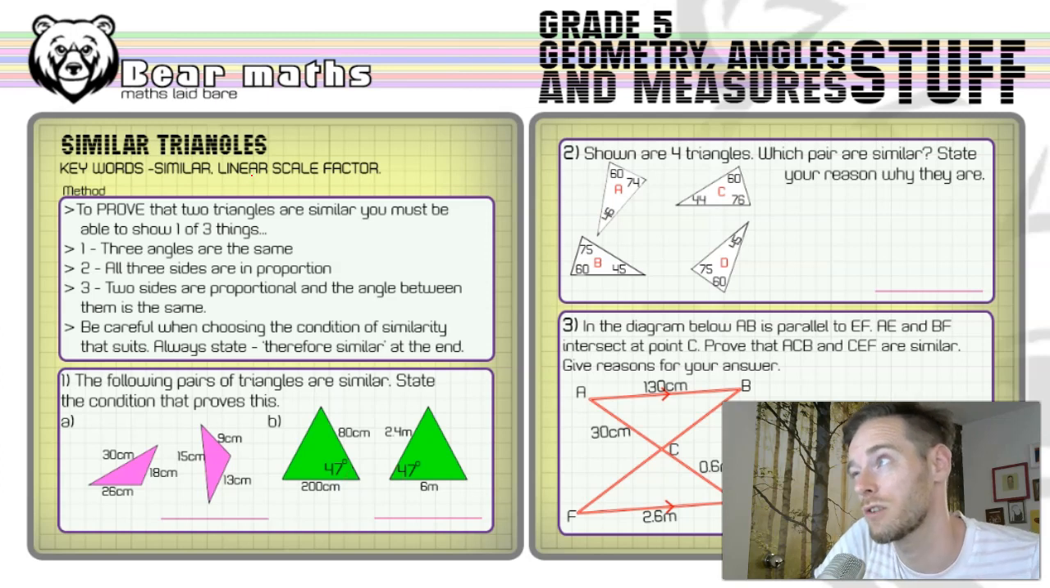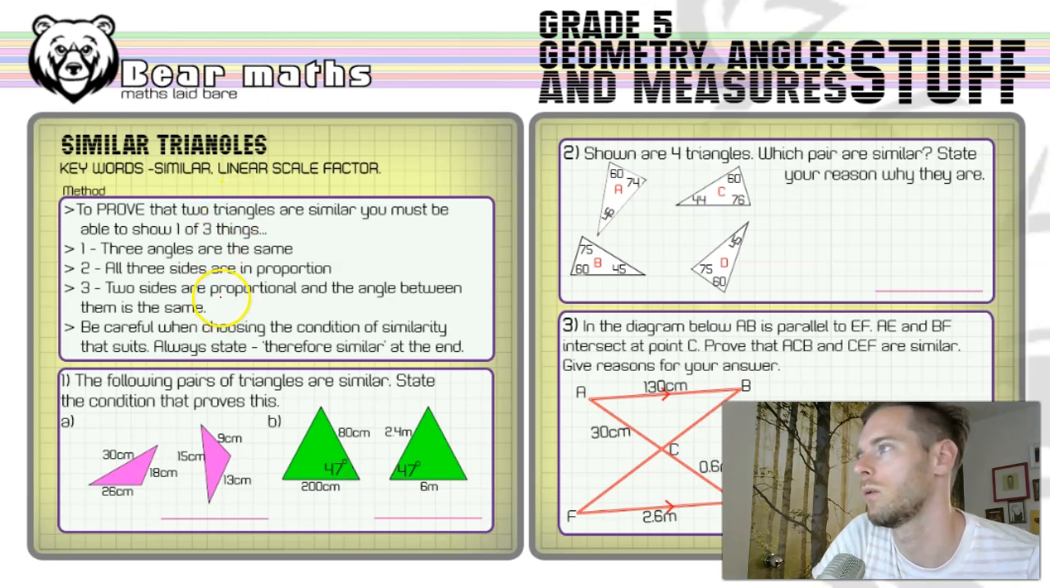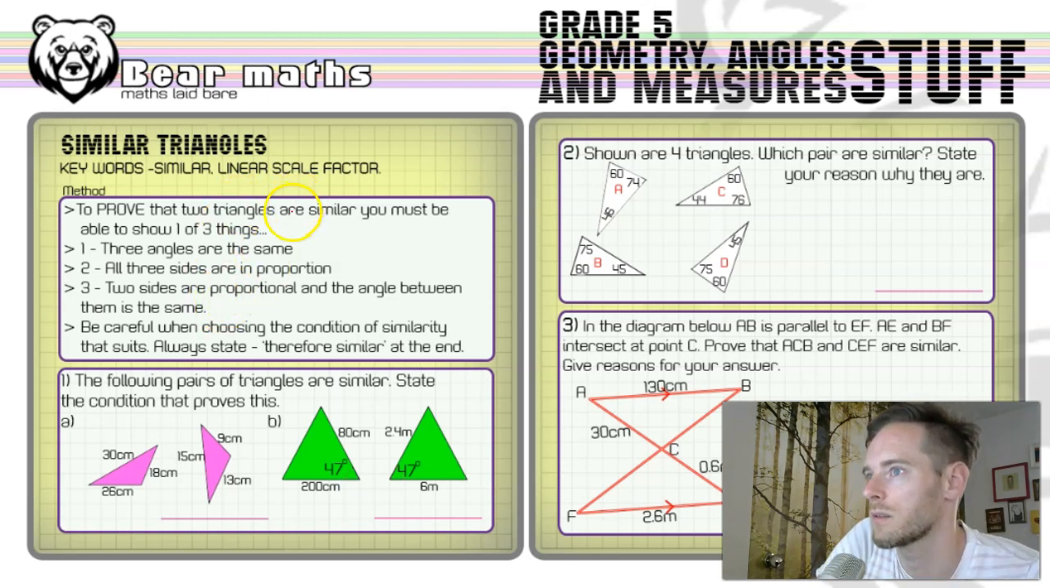This one is on similar triangles, and the keywords I've got for you are similar and linear scale factor. Similar means same shape, different size. Linear scale factor is the length scale factor. I won't necessarily refer to it in this particular video, but the next one we will. It's how many times bigger something is.